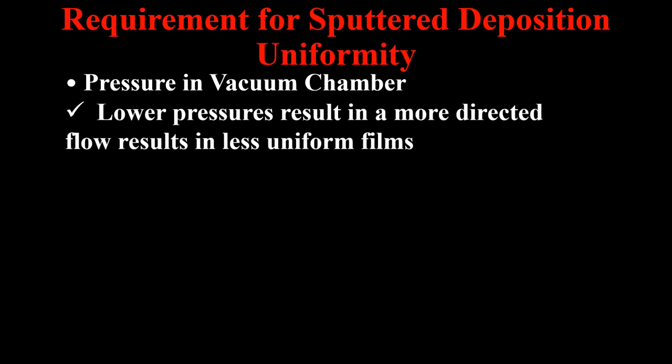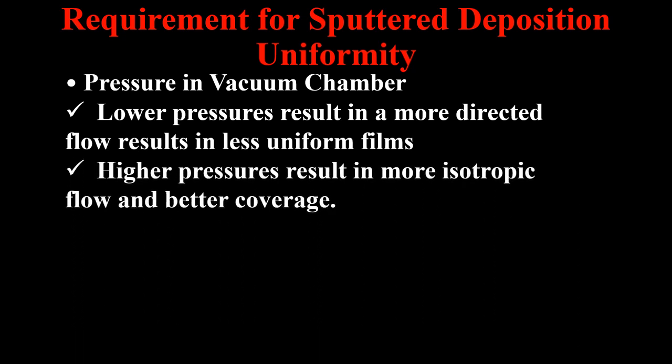If the pressure inside the sputtering chamber is low, it will cause direct flow, which will result in less uniformity of the sputtered thin film. In case we have a higher vapor pressure, this will result in isotropic flow, and it will cause better coverage or better density with full cover of the substrate. So we will get a better deposited thin film at higher pressures.